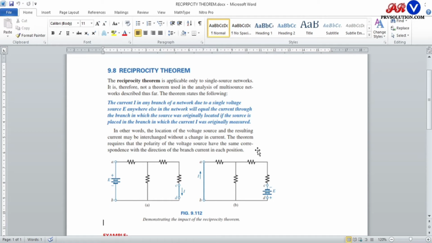In other words, in a linear passive bilateral network, the network must be linear, passive and bilateral, the response to excitation ratio is always constant. Even if the input and output terminals are interchanged. E will be placed here and this I will be placed here. That means current and voltage terminals can be interchanged. So this is the reciprocity theorem theory.